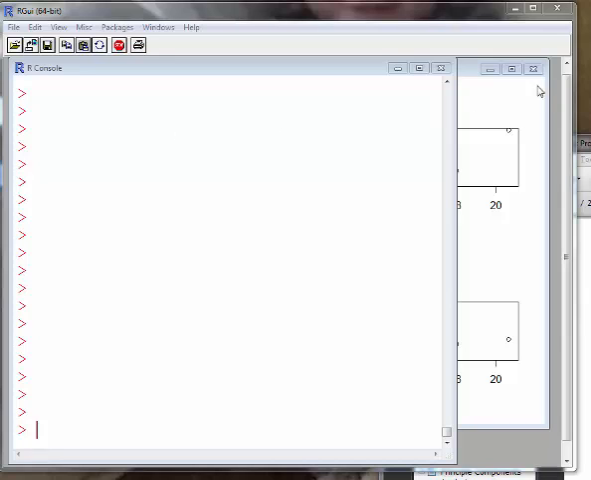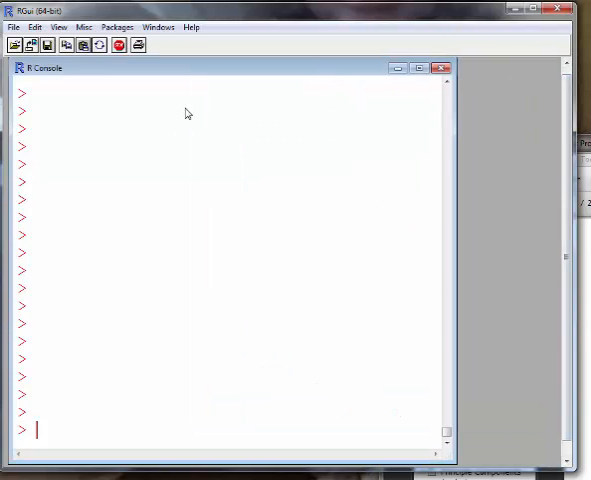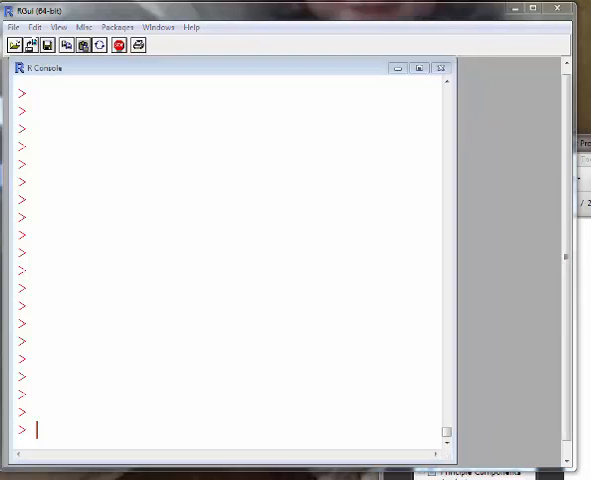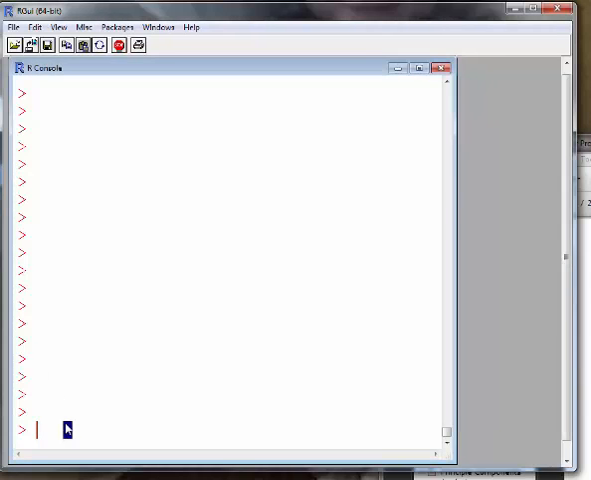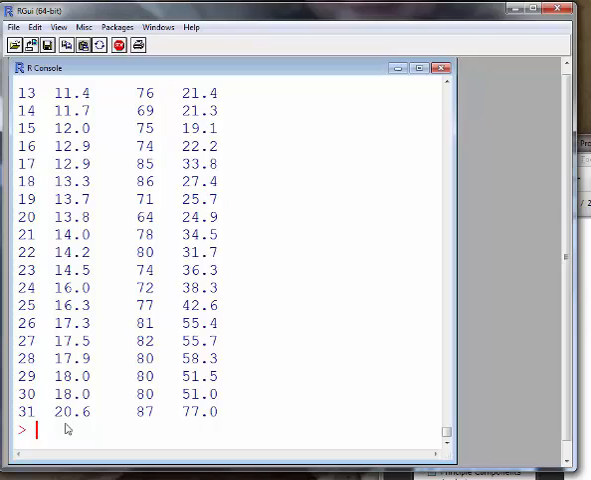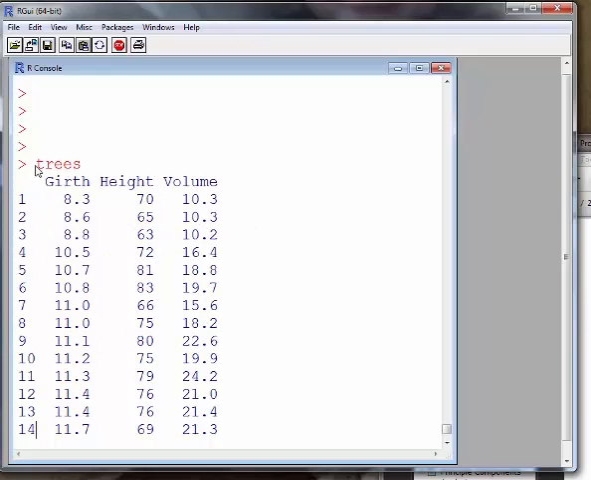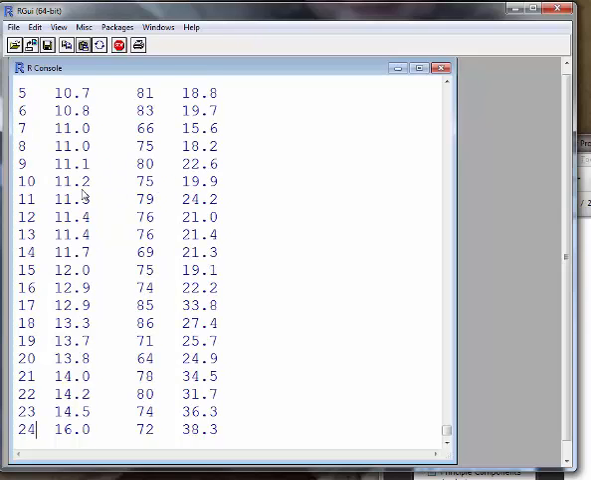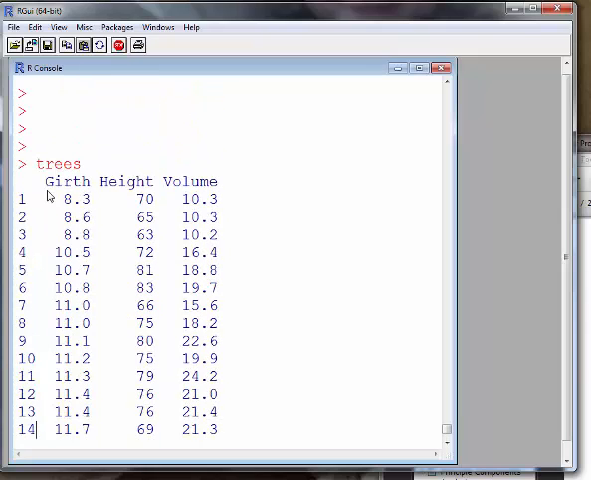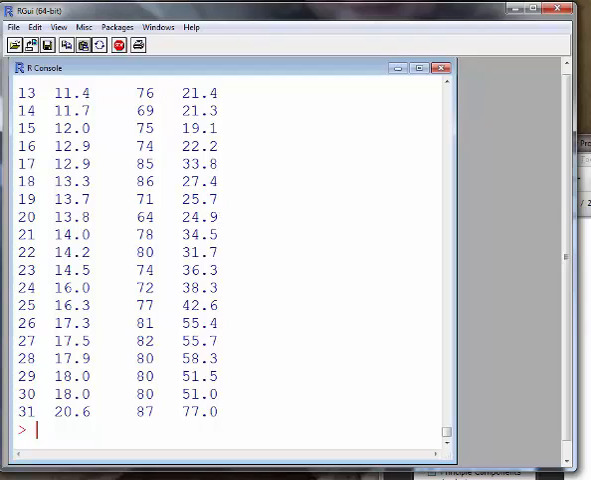For this last video, we're going to take a look at the trees data set. R comes prepackaged with a lot of data sets that are always around, good for case studies. Trees is always available. You just type trees in there, and you see you've got some data on 31 trees, their girths, heights, and volumes.